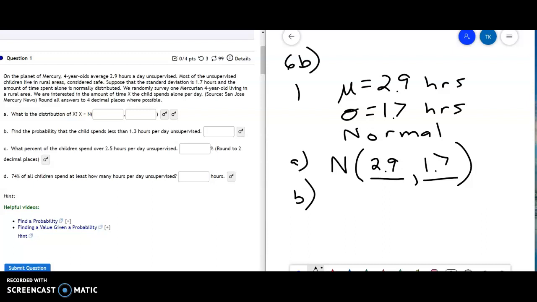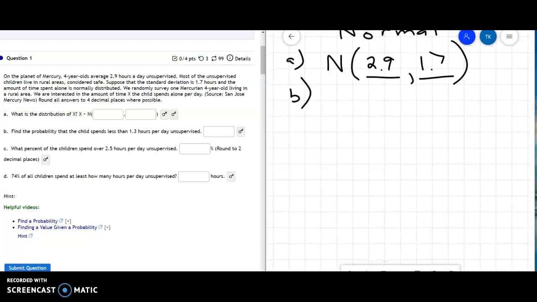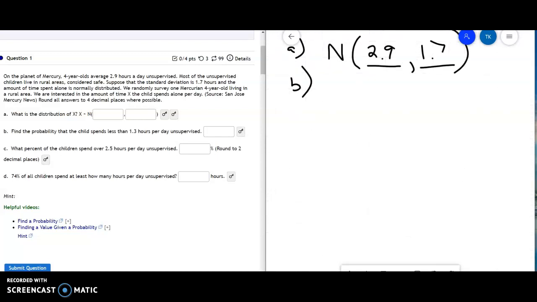So find the probability that the child spends less than 1.3 hours per day unsupervised. Let me move this down here. I strongly, strongly encourage that you draw this picture that I'm going to be drawing. Every single one of these problems in Chapter 6 and 7, I draw a picture for. If you haven't done the worksheet yet, when I made the key, every single one of my worksheets had a little sketch, a picture for what's going on, okay? If you can draw the picture, there's way less items that you have to actually memorize.